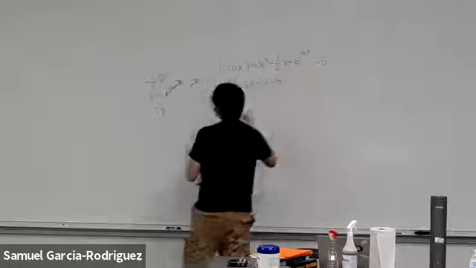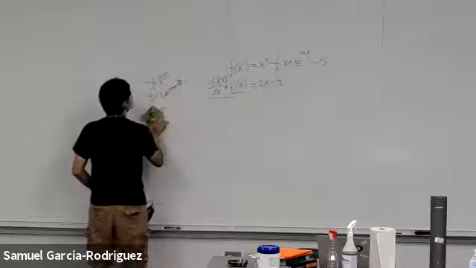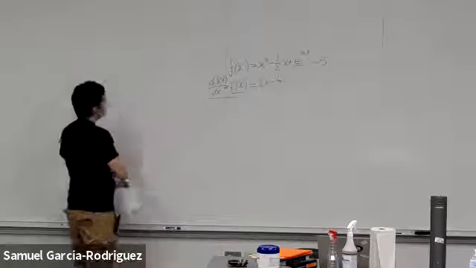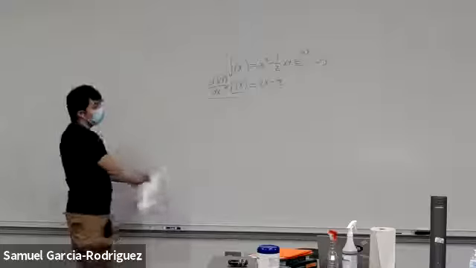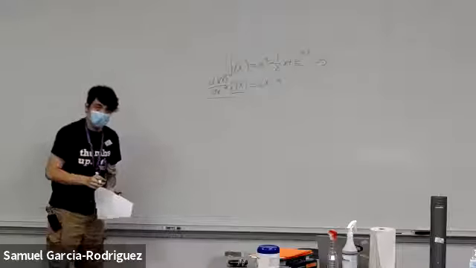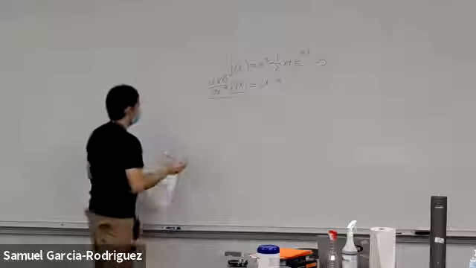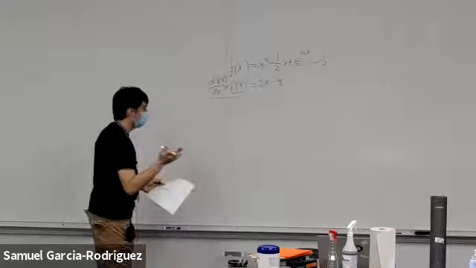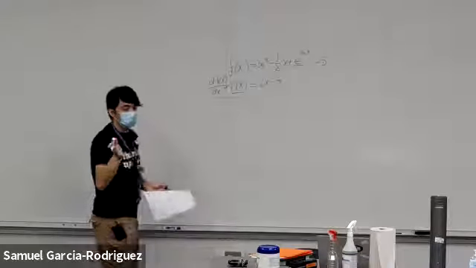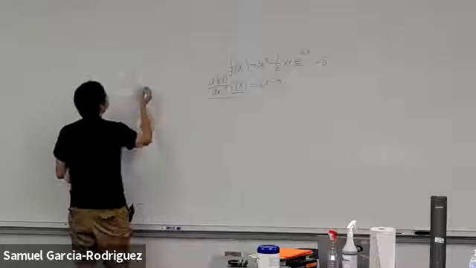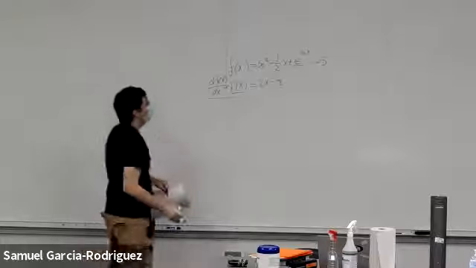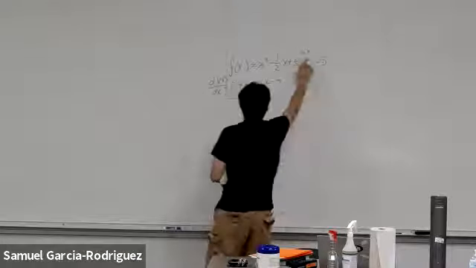e to the 1/2 x. The derivative of e to the x is e to the x. The integral of e to the x is e to the x plus c, but e to the x doesn't change. However, this isn't just e to the x. It's e to the 1/2 x.